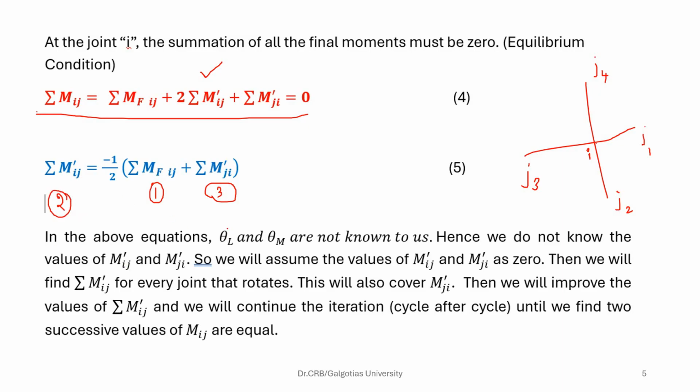So in the above equation, we don't know what is theta L, we don't know what is theta M. So we do not know the values of M dash Ij, or we do not know the values of M dash Ji. So what we do is, we assume this second part and third part to be 0. Then we will calculate the value of M dash Ij for every joint that rotates. So first we will assume 0 for the farther end as well as for the near end. Then using iterative cycles, we will improve the values of M dash Ij, and we will continue the iteration cycle after cycle until we get two successive values of Mij as equal.